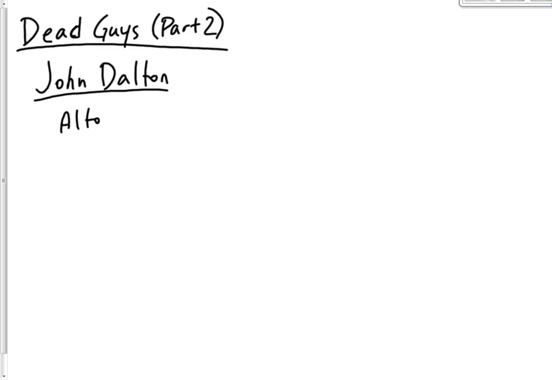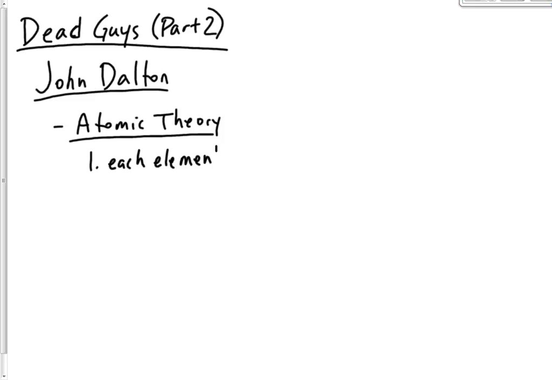So he proposed the atomic theory. Okay, he was the first one to come up with an atomic theory, and he did this in 1803. Okay, and the atomic theory has four parts. First part, each element is composed of extremely small particles called atoms. Okay, so Democritus was right. He was right about atoms.